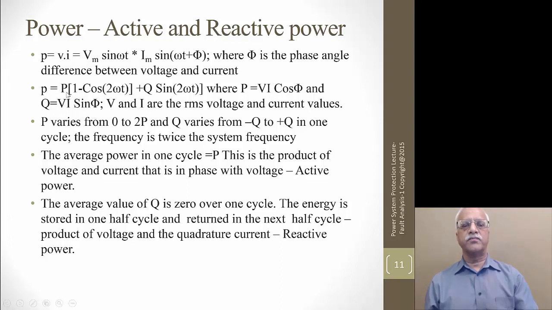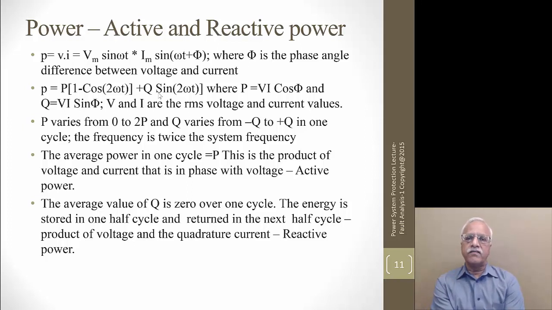So the instantaneous power is P times (1 minus cos 2 omega t) plus Q times sine 2 omega t. The only thing you need to know is the power is oscillating at twice the frequency of the system. The P quantity goes from 0 to 2P because it is 1 minus cos 2 omega t, whereas Q varies from minus Q to plus Q. The average power in one cycle is capital P. This is the product of the voltage and the current in phase with the voltage. This is called the active power.